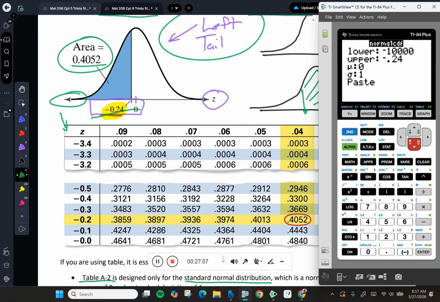We know that because the problem told us we were working with a standard normal distribution. I'm going to paste that back in, and I get 0.40516, rounded to four decimal places, 0.4052. That's the way we should do every single one of these problems. There is no reason to look anything up in the table. Tables have no purpose. In today's statistics, everything should be done using technology.